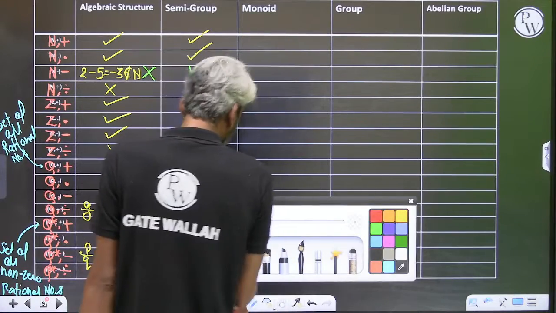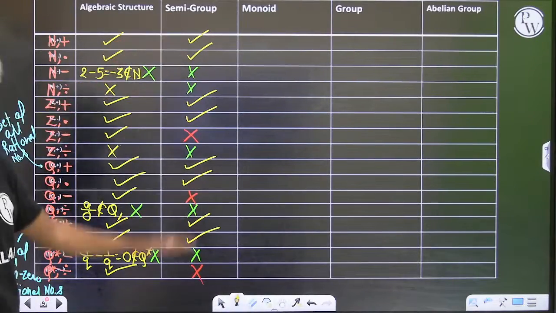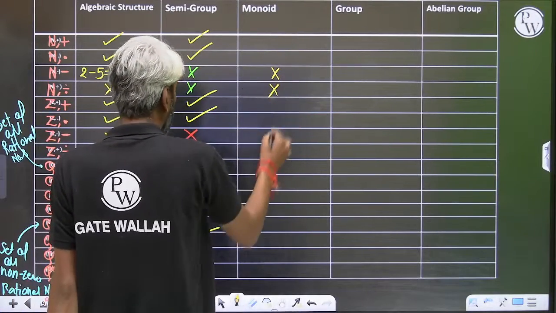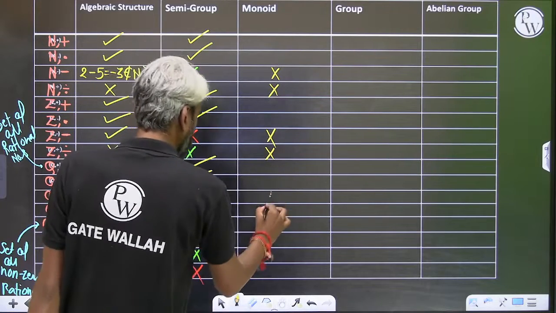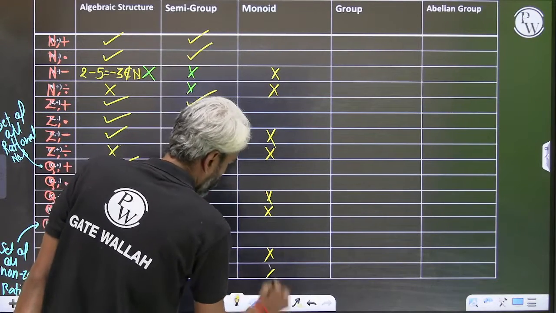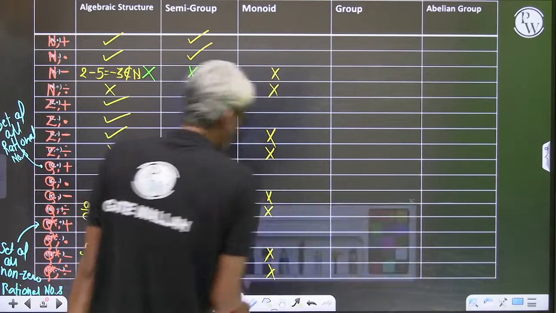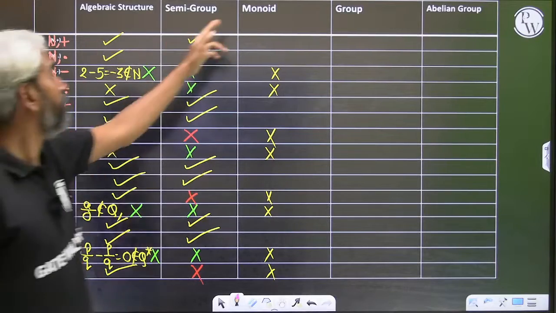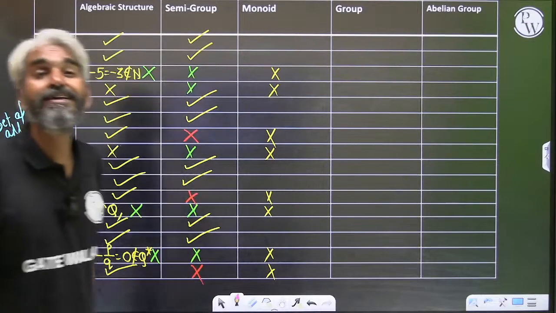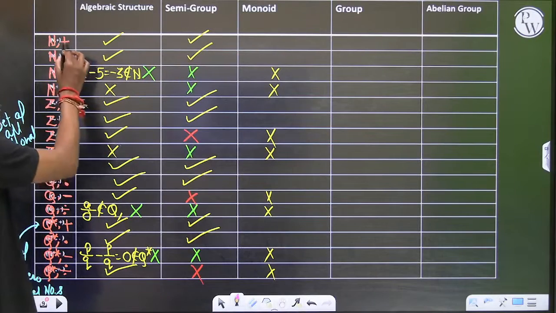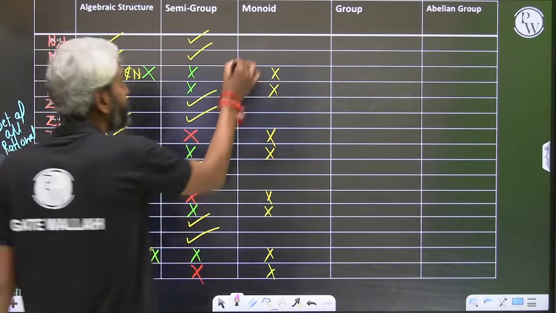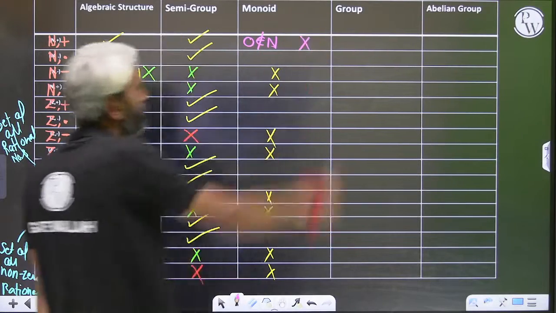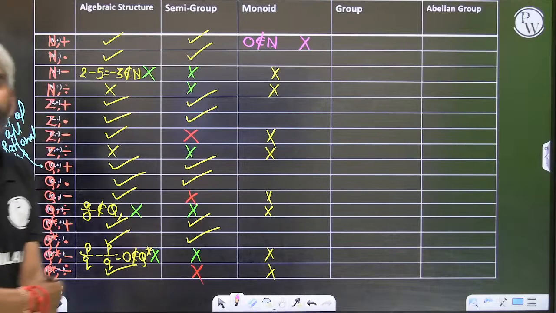Now, let's move ahead. Sir, these structures which are not semigroups can never become a monoid. So, let's first remove those from observation. Now, let's talk about monoid. Sir, is the set of natural numbers a monoid with respect to addition or not? Sir, the identity element with respect to addition will be 0, and 0 does not belong to the set of natural numbers. Therefore, it is not a monoid. Clear?